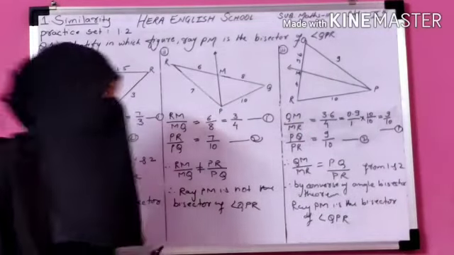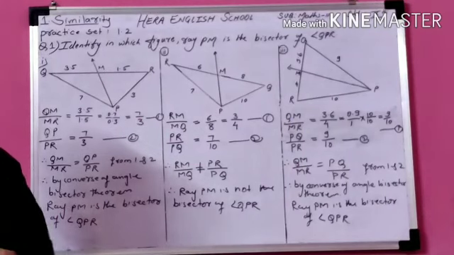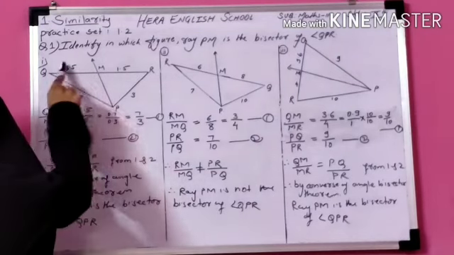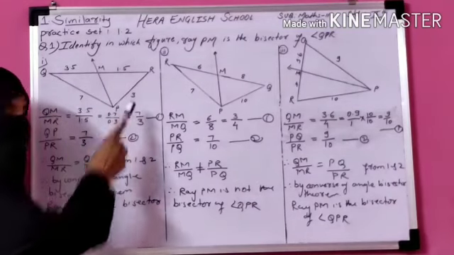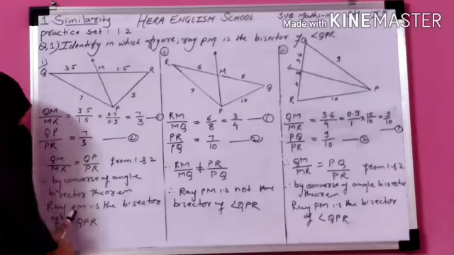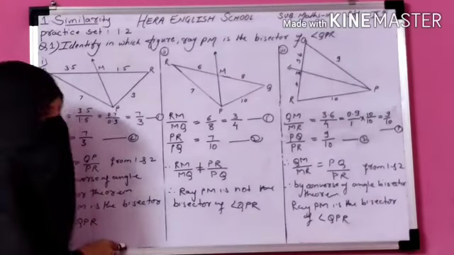I think you understood all three questions. In all the questions we have applied the converse of the angle bisector theorem. The converse of the angle bisector theorem means the ratio of the opposite side of the angle and the ratio of the remaining side: if these two ratios are equal, then by the converse of the angle bisector theorem, the ray is the bisector of that angle. Okay.